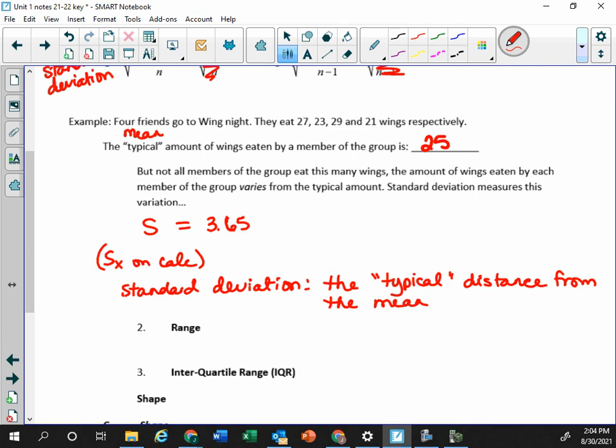Another way you can think about it: if you have a really small standard deviation, that means there's very little variation in your data points, that they're all really close to the mean, above or below. If you have a really large standard deviation, your points are all over the place as far as distance from the mean. So that's what it's telling you. Other options for describing spread, we can also use the range, which is just maximum minus minimum. So for our example with the wings here, that would just be 29 minus 21 for a range of 8.